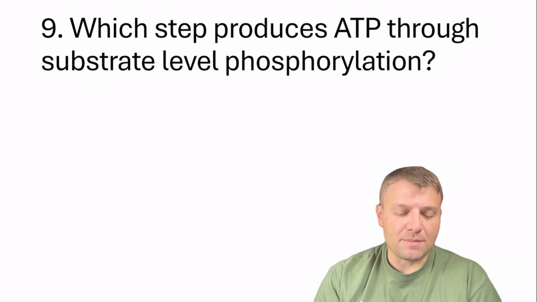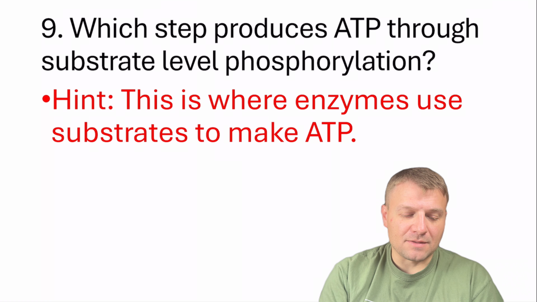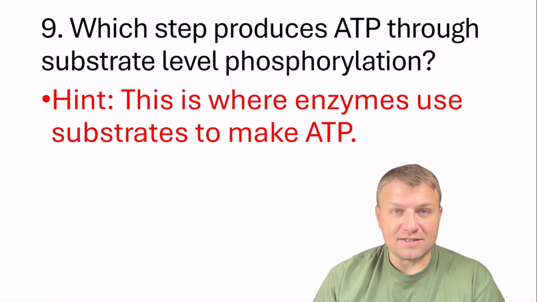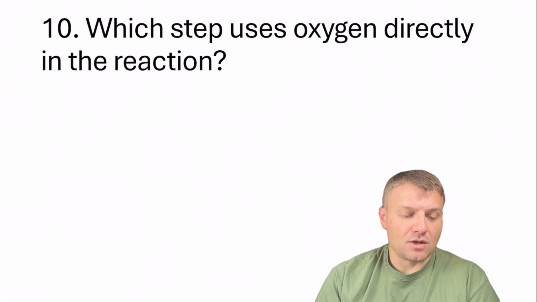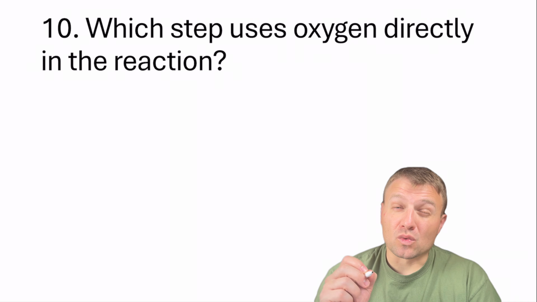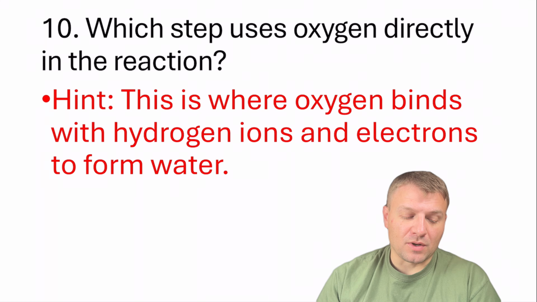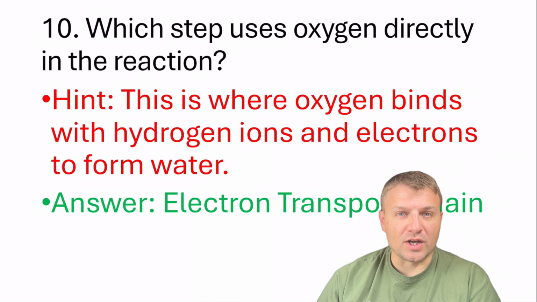Number 9, which step produces ATP through substrate level phosphorylation? My hint here is that substrate level phosphorylation is when enzymes use substrates to make ATP. The answer here is glycolysis and the Krebs cycle. Number 10, which step uses oxygen directly in its reaction? The hint, this is where oxygen binds with hydrogen ions and electrons to form water. The answer is the electron transport chain.